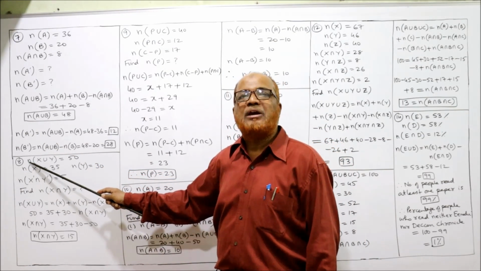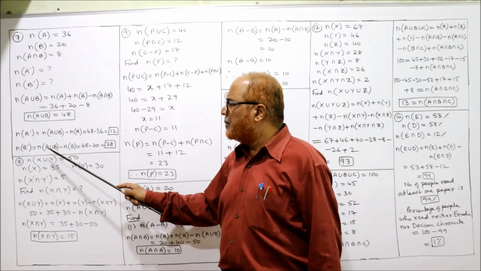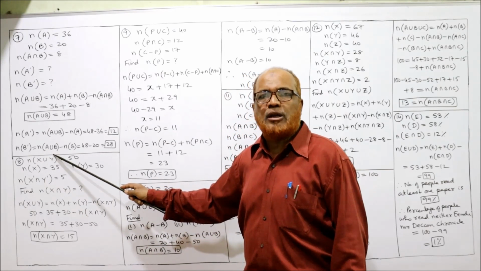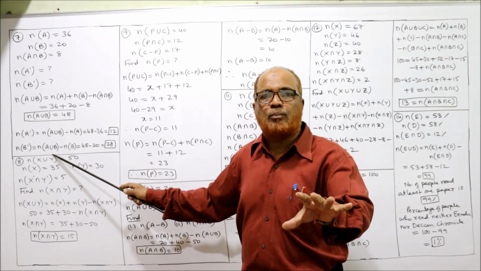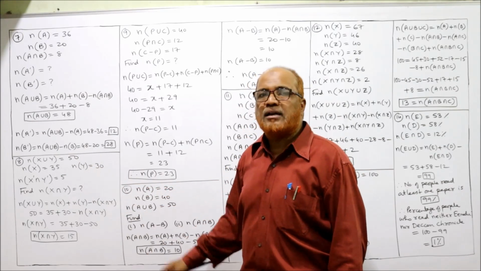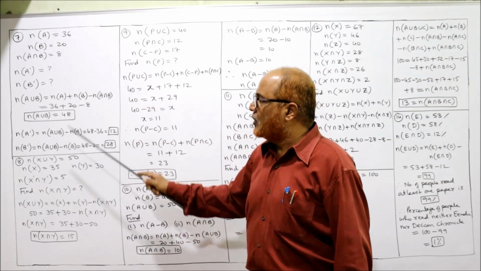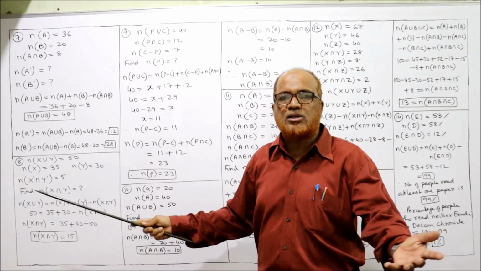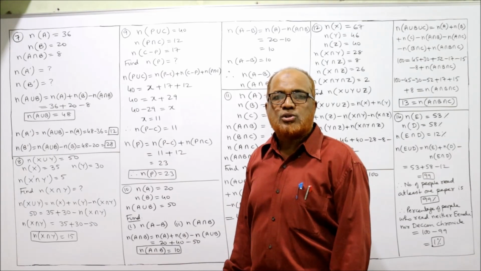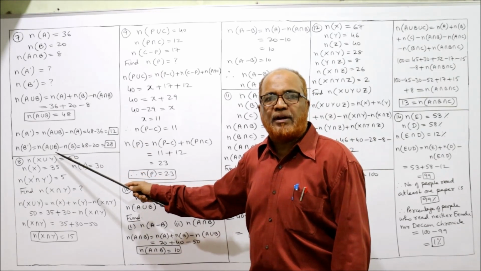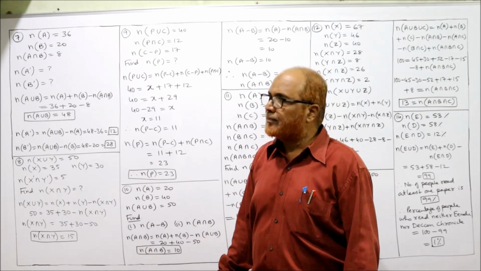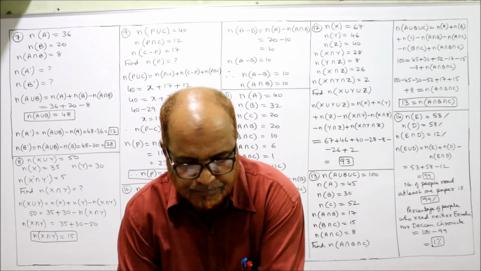Similarly, number of elements in B complement, same procedure. n of A union B, total number of elements in both the sets, 48, minus n of B. n of B means number of elements in B. How much? 20. So 48 minus 20 is 28. That's all. So these are the number of elements in A complement and B complement. That's all. Now next, 8th problem.